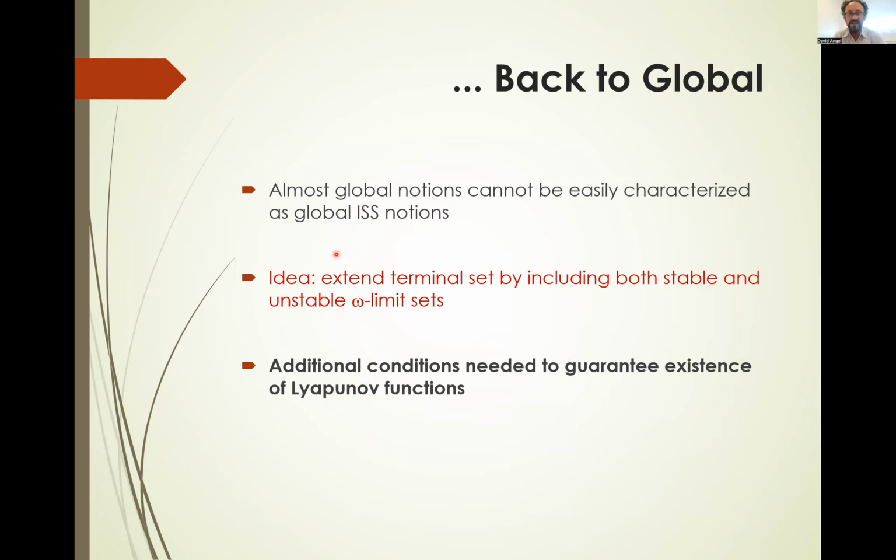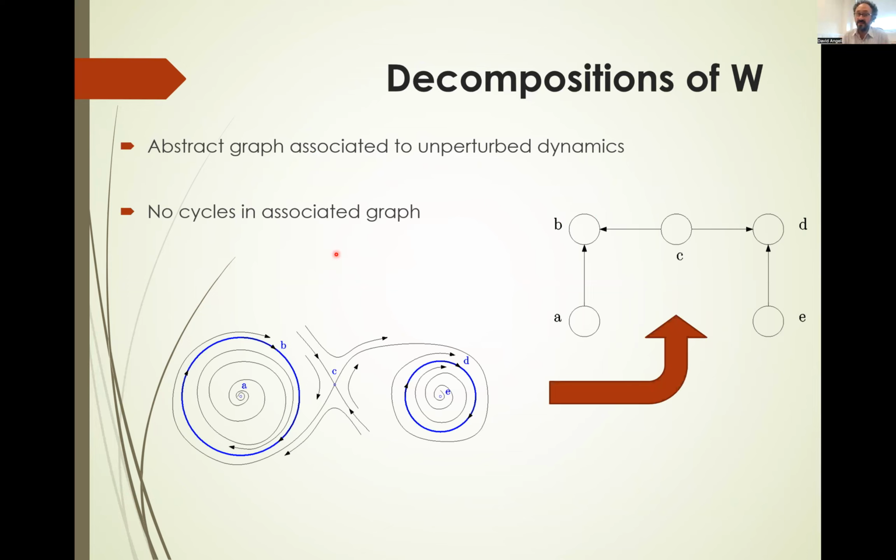So back then to global, which is somehow the chronological order in which our analysis went about this problem. So we started with almost global density function, almost global stable manifold theory, and then back to global, relaxing the Lyapunov part of it. And as I said, we want to include both stable and unstable omega limit sets, but we need additional conditions to guarantee existence of Lyapunov functions. These additional conditions are quite mild, in fact.